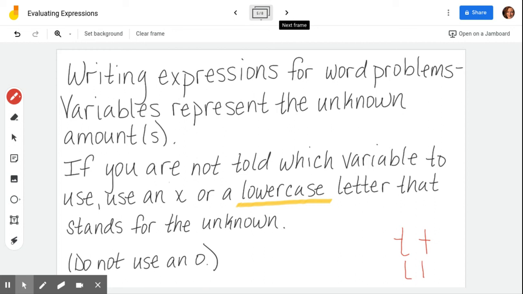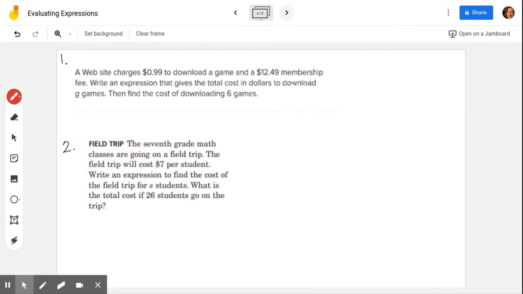Capital letters are only used for formulas, like capital A for area, P for perimeter, V for volume. A formula is an equation that works on a certain type of problem every time. Because those are special, they get the capital letters. Everything else needs to have lowercase. I want to do 2 of these, and then I'd like for you to try one, and then that'll be the end of our video here.